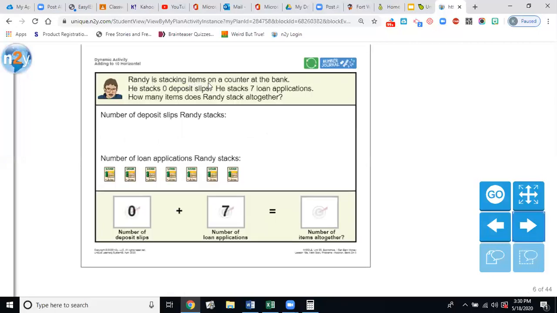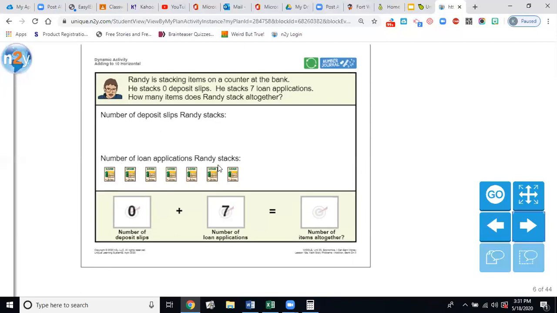Randy is stacking items on a counter at the bank. He stacks 0 deposit slips. He stacks 7 loan applications. How many items does Randy stack altogether? Okay, number of deposit slips Randy stacks. Remember, it says 0, so there are no deposit slips.